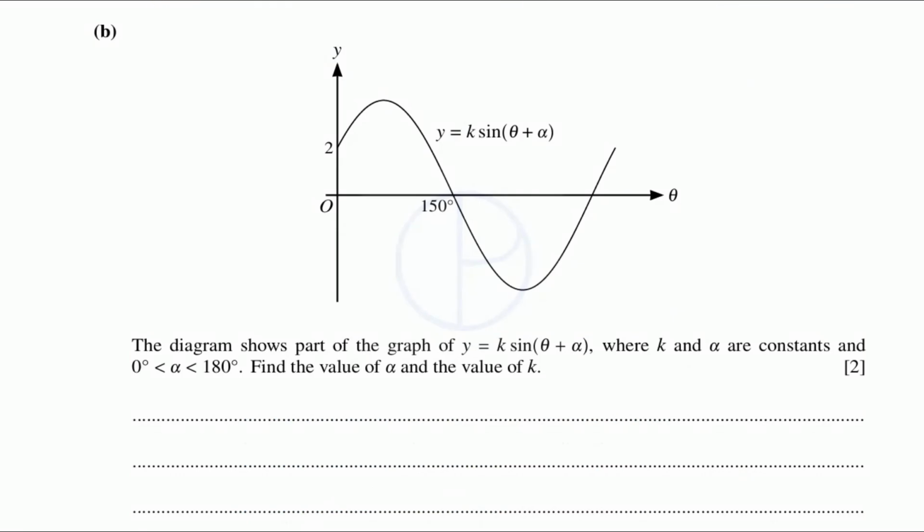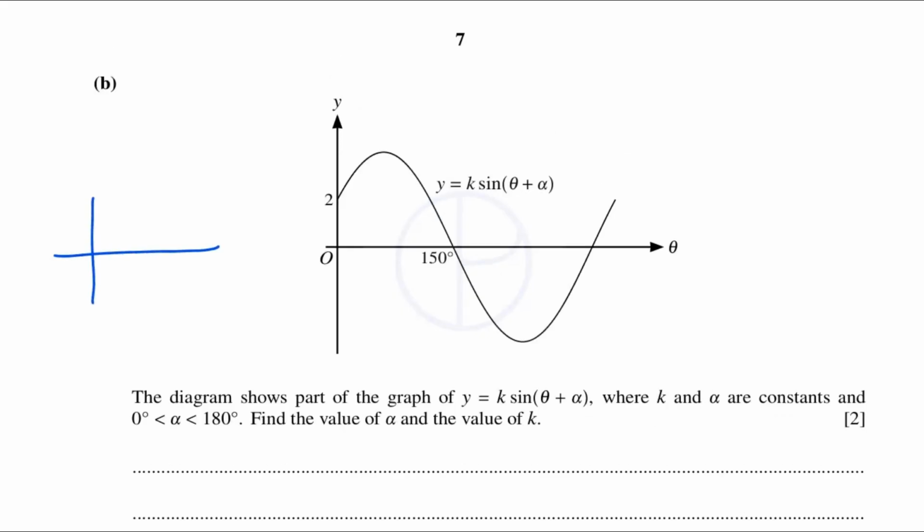The diagram shows the graph y is equal to k times sine theta plus alpha, where k and alpha are constants, and alpha lies between 0 and 180. Find the value of alpha and the value of k. So this is the general sine curve. Here this is 0, 180, and this is 360 degree. Okay, and maximum at 90, negative maximum at 270 degree.